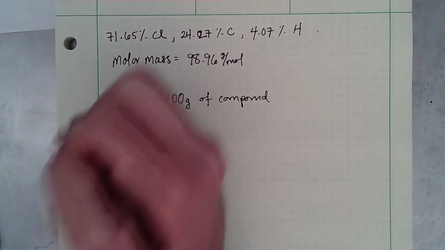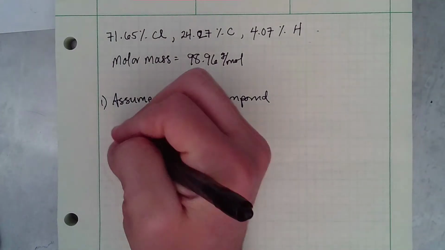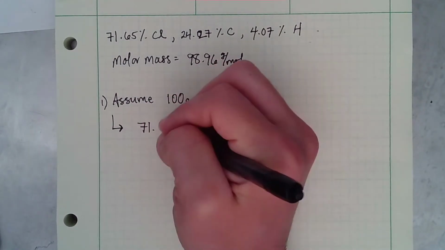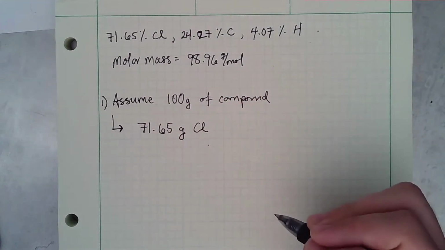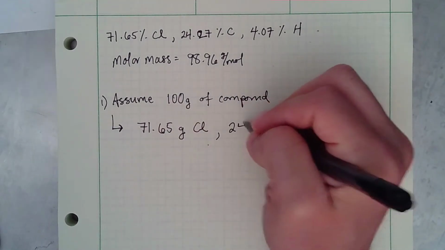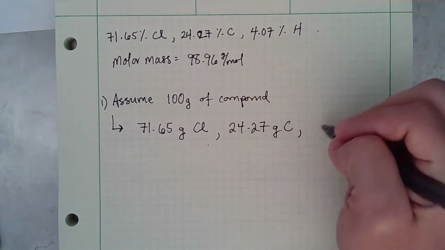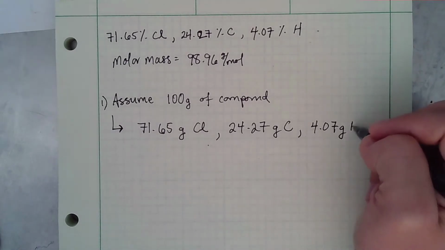Okay, so think of that as like step one, right? We're going to assume that we have 100 grams of our compound. What that means then is that we have 71.65 grams of Cl, right? Because these are mass percentages. It also means that we have 24.27 grams of carbon, and 4.07 grams of hydrogen.